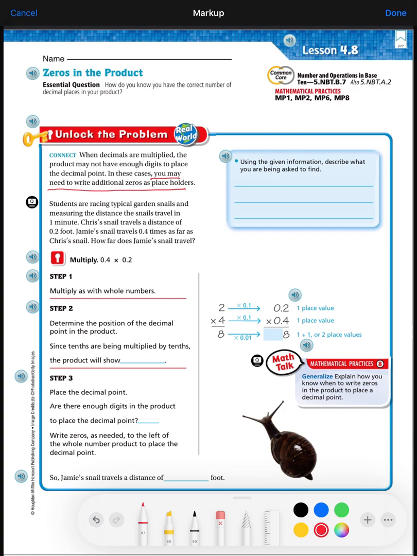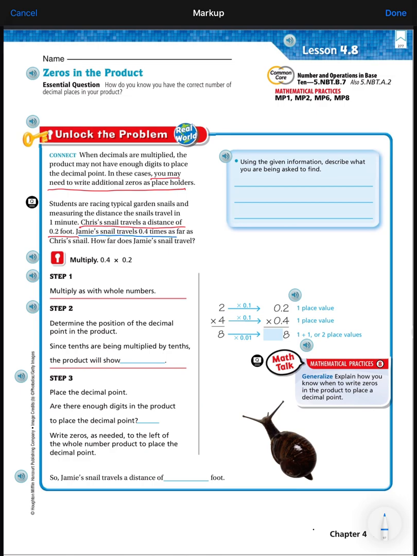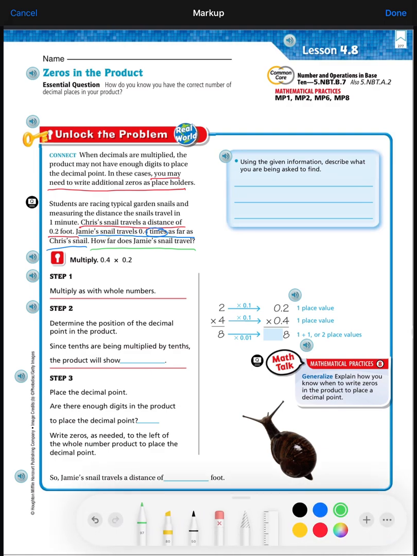So we're going to break this problem down. We're going to look at the information that we need to use, and we're also going to figure out what we're looking for, okay? It says right here, Chris's snail travels a distance of 0.2 feet. I want you to underline that. 0.2 feet for Chris. I'm going to use blue. Jamie's snail travels 0.4 times as far as Chris's snail. I want you to circle the word times. That is the key word there that tells us that we are multiplying. How far does Jamie's snail travel is what we're looking for, and I'm going to go ahead and underline that in green. That is the information that we are looking for.